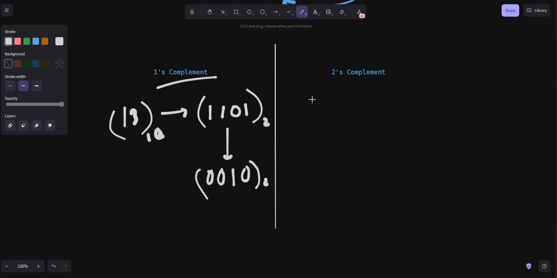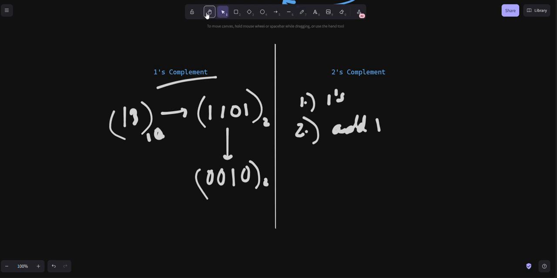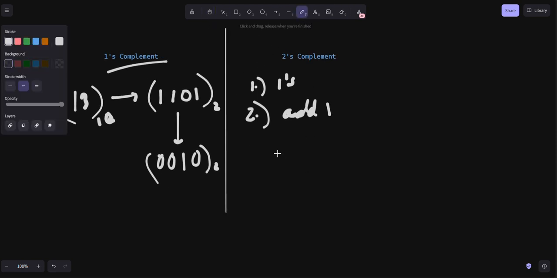Just remember that, right? Now coming to two's complement. There are two steps here. First step would be to do one's complement. Second step would be to add one. Yes, add one. Let's see how. Let's take the example of 13 again, right? If you want to do two's complement of 13, how will you do it? It's easy. As we said, we need to first make it one's complement, right? So first of all, we will take 1101.